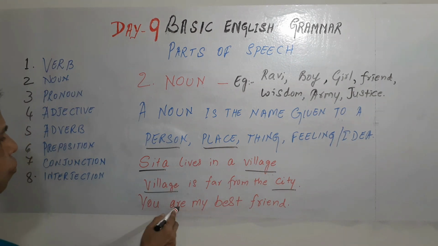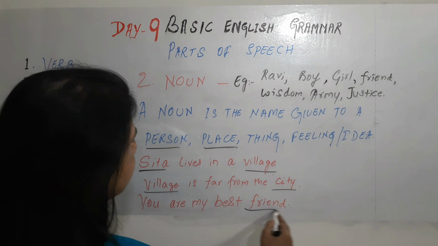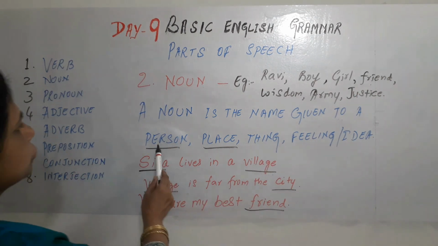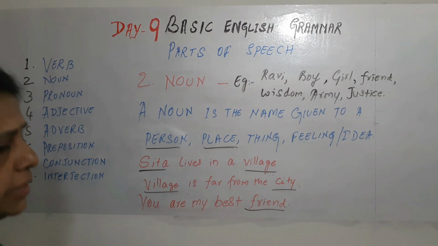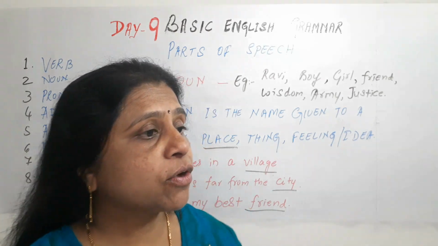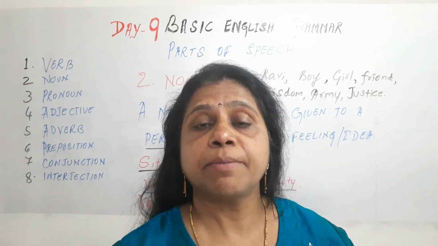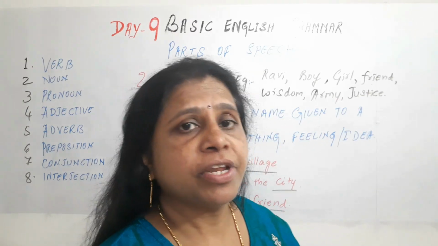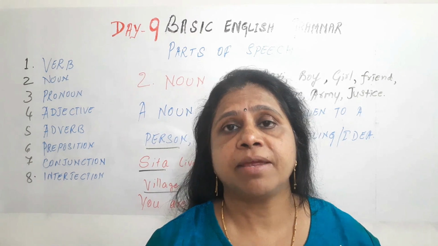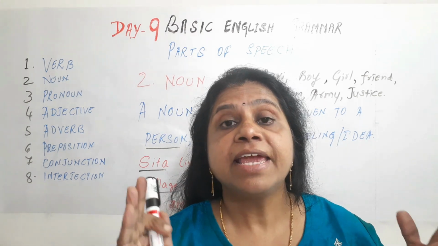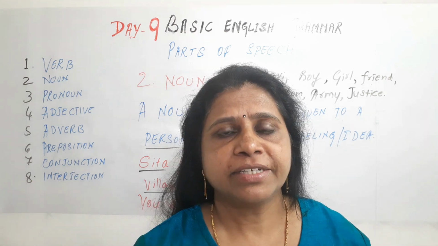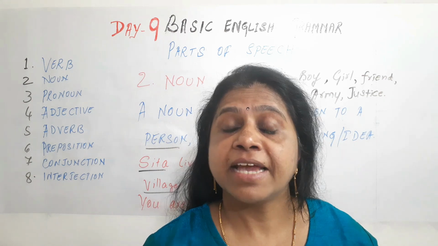Here, you are my best friend. Friend is the name given to a person. Means, he is Ravi, he is my friend. So we call him a friend. It's a particular name we have given. So, dear friends, for any person, place, or thing, we give a name, or for any idea, any feeling, we give a name that is called a noun. Let us see the next part of speech.